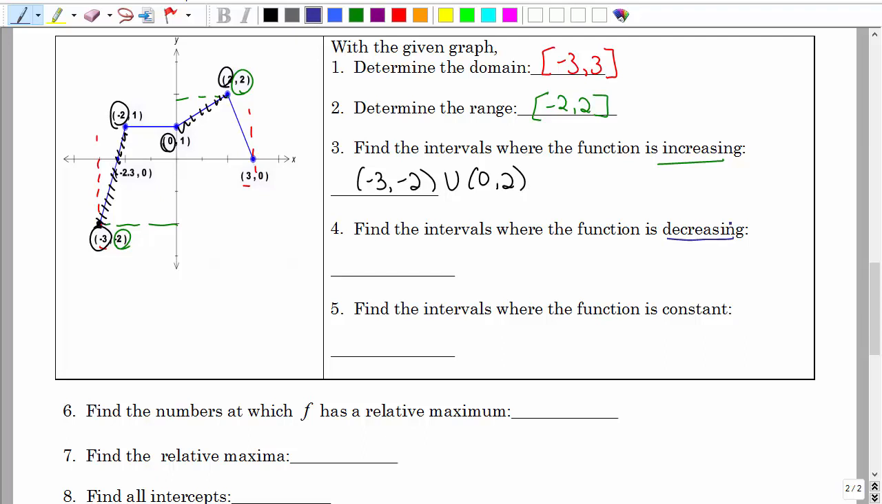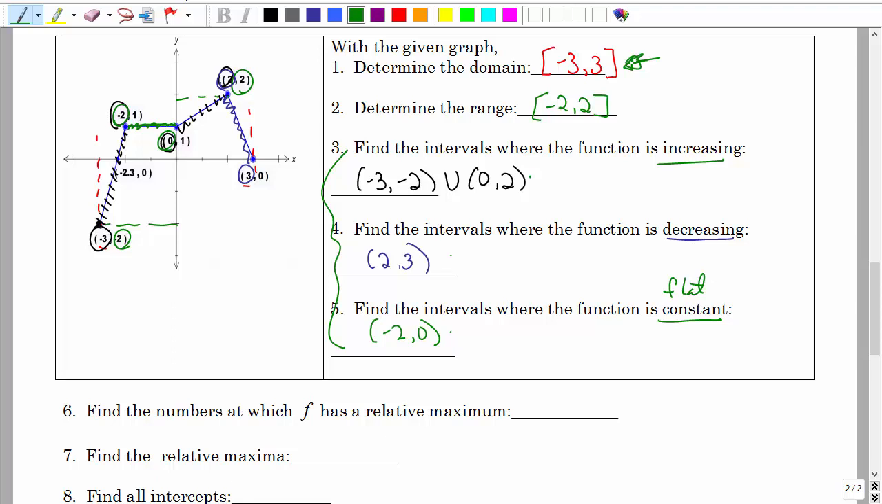Decreasing, where did you walk downhill? Well, from there to there. And again, x values. So from 2 to 3. And then constant, again, that means where is it flat? Just right there. What are those x values? And again, if you put all three of those together, that should be the domain except for where you change parts, from the parentheses to the bracket. But if you put all these numbers in order, it should go from -3 to +3.